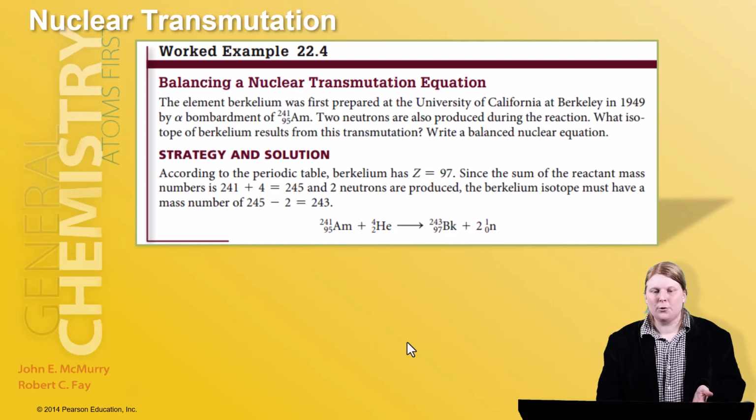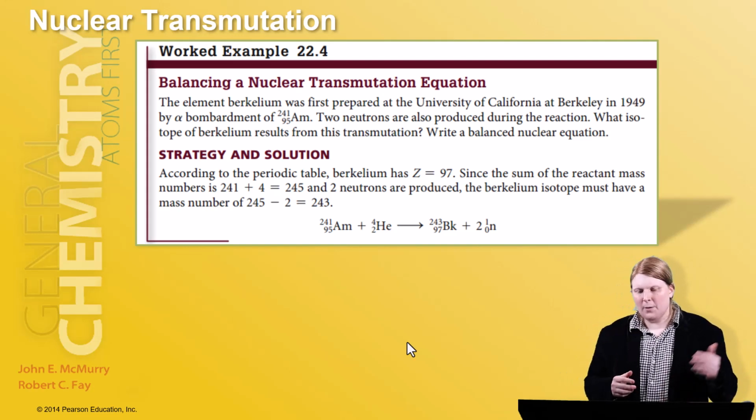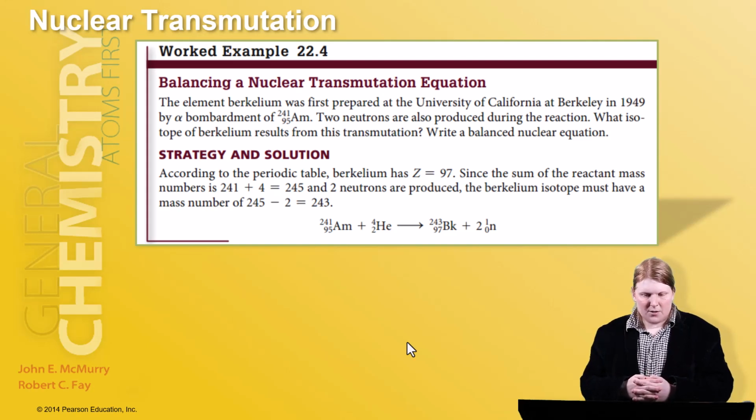Again, balancing a nuclear transmutation equation. It's very similar to balancing a chemical equation, except we're looking at both the top and bottom numbers. So they say here that berkelium has a Z of 97, but how would we know that? If we were given a problem like this and they just said the element berkelium was prepared at the University of California at Berkeley in 1949 by alpha bombardment of americium, they say 2 neutrons are produced in the reaction. What isotope results?